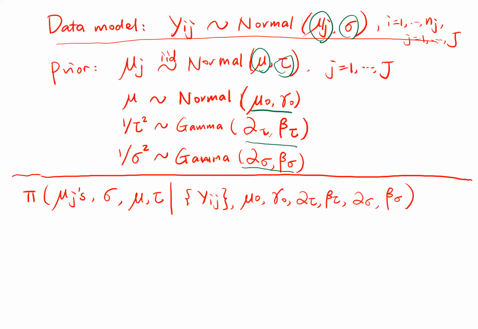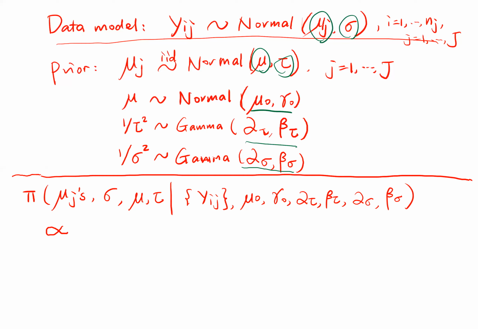Right? So what's being conditioned on is the data, which is what will be given, and mu 0 and all of those are fixed values in the way that we're fitting the model now. Okay. All right, so we know that the joint posterior distribution should be the data, which is the likelihood, multiplied with all of the priors together.